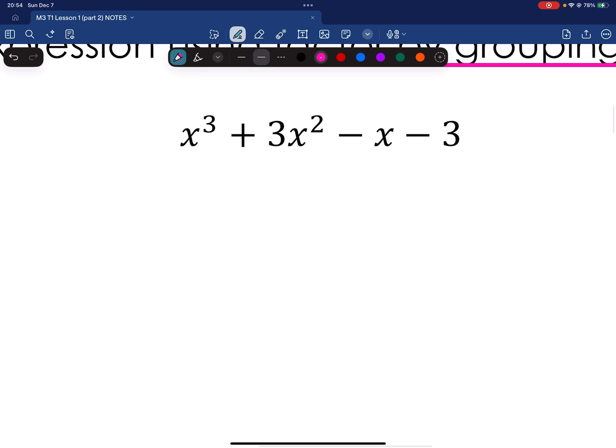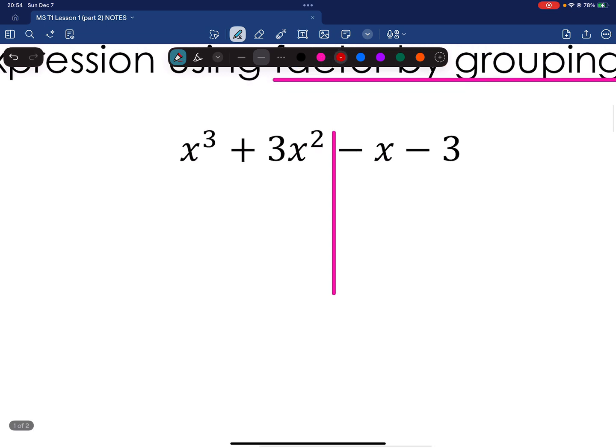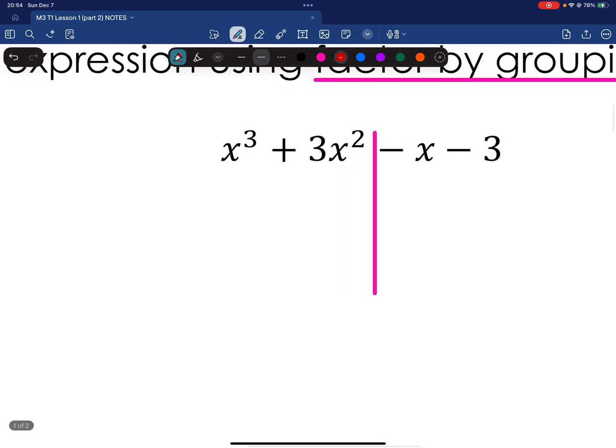When we're factoring by grouping, what I believe is going to make it easier for us is if we draw a line down the middle. And we're going to group the first 2 terms together and the second 2 terms together. When we are grouping them together, what we're going to look for in each set of terms is the greatest common factor. So with x cubed plus 3x squared, the greatest common factor is an x squared. So we're going to factor that out.